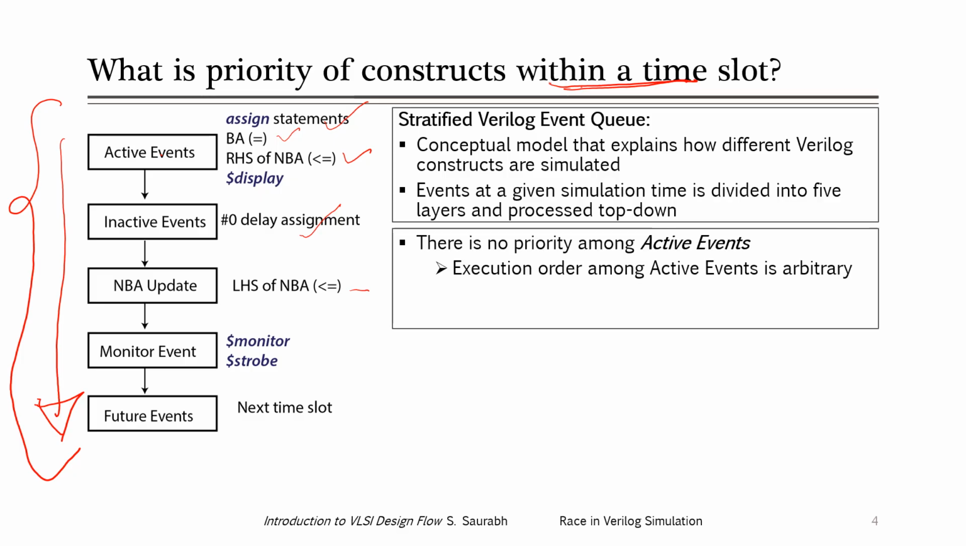Now there is no priority among active events. So execution order among active events is arbitrary, meaning that if there are multiple events in the active event queue, that is assignment, blocking assignment, RHS of NBA, or display, all have the same priority as per the Verilog standard. So the tool can pick any one of them and execute in whatever order it wants, right? This is what is specified in the IEEE standard, and simulation tools follow the same thing.